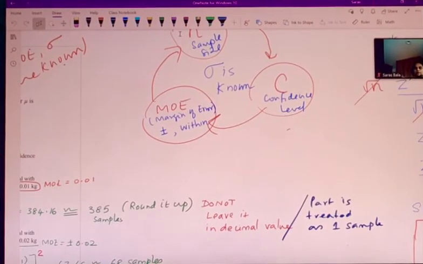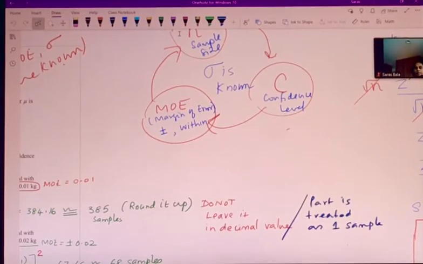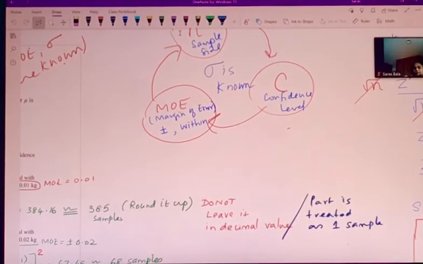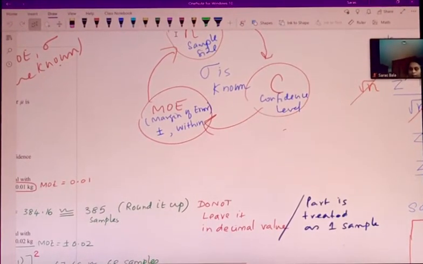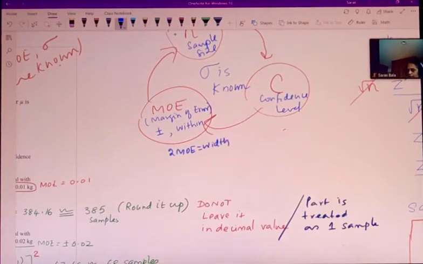Usually the margin of error will come with plus or minus, because it's going to be the number on either side from the center, or sometimes you will also be given the keyword within, or sometimes you will be given the width. Twice the margin of error is equal to the width, and that way, if the width is given, then you can get the margin of error, which is going to be width over 2. So if you are given the width, it is the same as the length of the interval, which is the upper limit minus the lower limit.